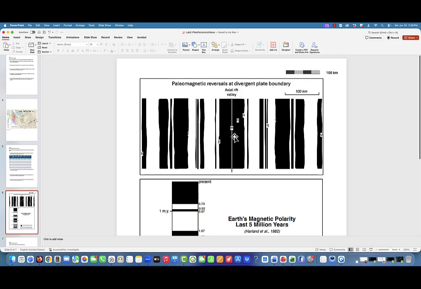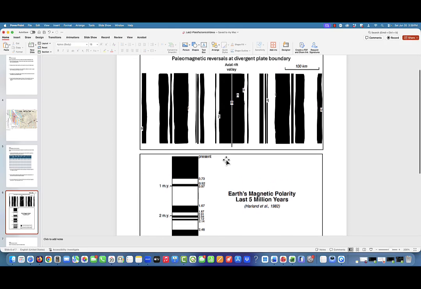What you're seeing at the top is a map, and this is showing a divergent plate boundary. The axial rift, the axial valley, is right down the center here where it's M. So this would be the present day time, time equals 0. And in the past, the ocean floor has spread out in both directions from here, so we can see kind of a symmetrical pattern. I have a thick line, a space, a thinner line, a thick line, a space, a thinner line, and that's showing when the reversals took place, how long ago they took place.